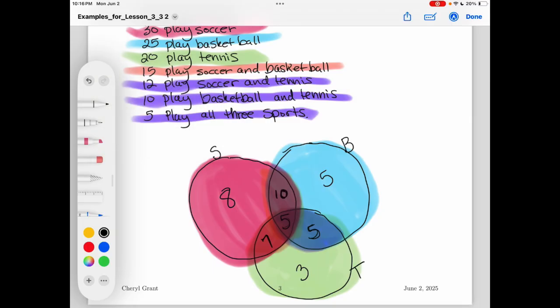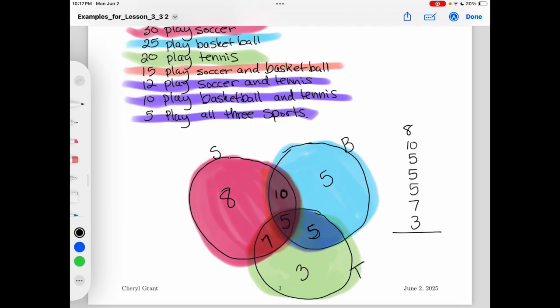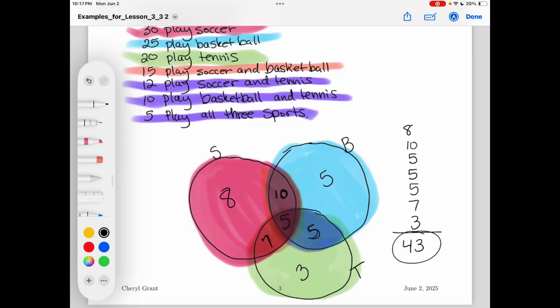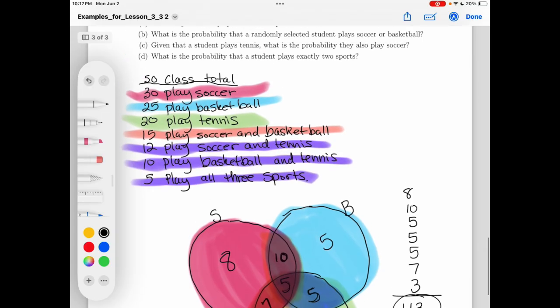Now, when I add up all of these different groups, I have to add up each of these values separately so I don't double count anything. When I add up 8 plus 10 plus 5 plus 5 plus 5 plus 7 plus 3, when I add all of those up, I get 43.